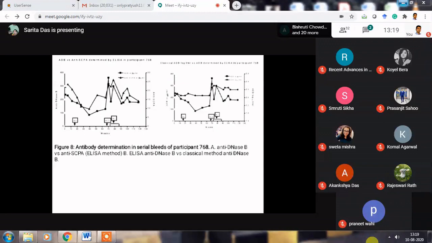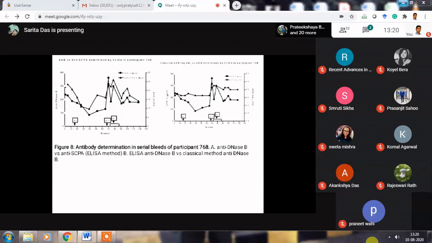So actually whenever there is any active infection, the antibody level will rise, and depending on the half-life of the antibody, for this ADB it is around 48 weeks, and for ASCP it is around 55 weeks. So automatically after that many days it will decline, the level will decline, which is clearly detected in the ELISA assays of both anti-DNase B, ADB ELISA, and the anti-SCPA.